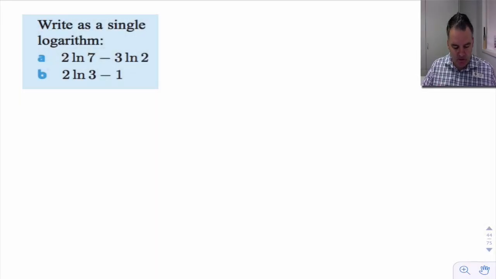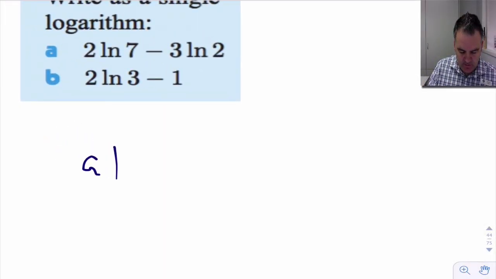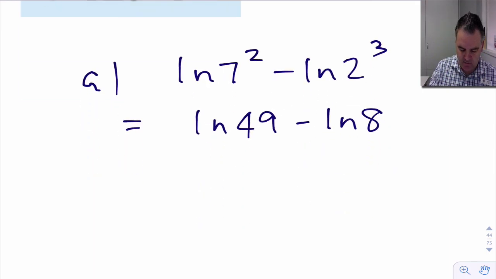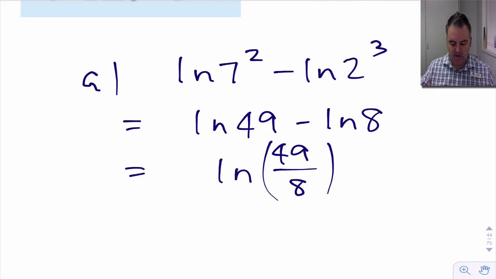Okay, write these as a single logarithm. So for part A, 2 ln 7 minus 3 ln 2, so this is going to be ln 7 squared minus ln 2 cubed, so that is ln 49 minus ln 8, which we know is ln 49 over 8. So there we go, I've written it as a single logarithm.